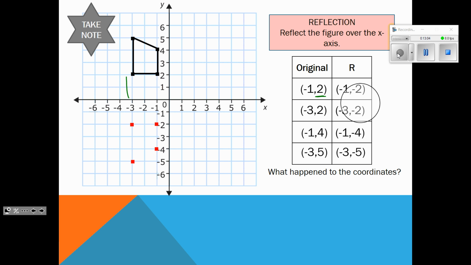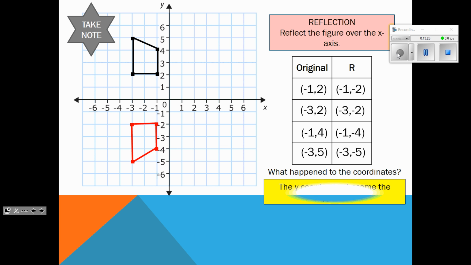Now some students would look at that and make the conclusion that, oh, it became negative. Well, this time they all became negative, but if it had started down here in quadrant number 3 and reflected up here, the negatives would have become positive. So instead of saying that the y's become negative, we need to say that the y coordinates became the opposite. If they're positive, they become negative. If they're negative, they become positive. So when reflecting over the x-axis, the y coordinates become the opposites.